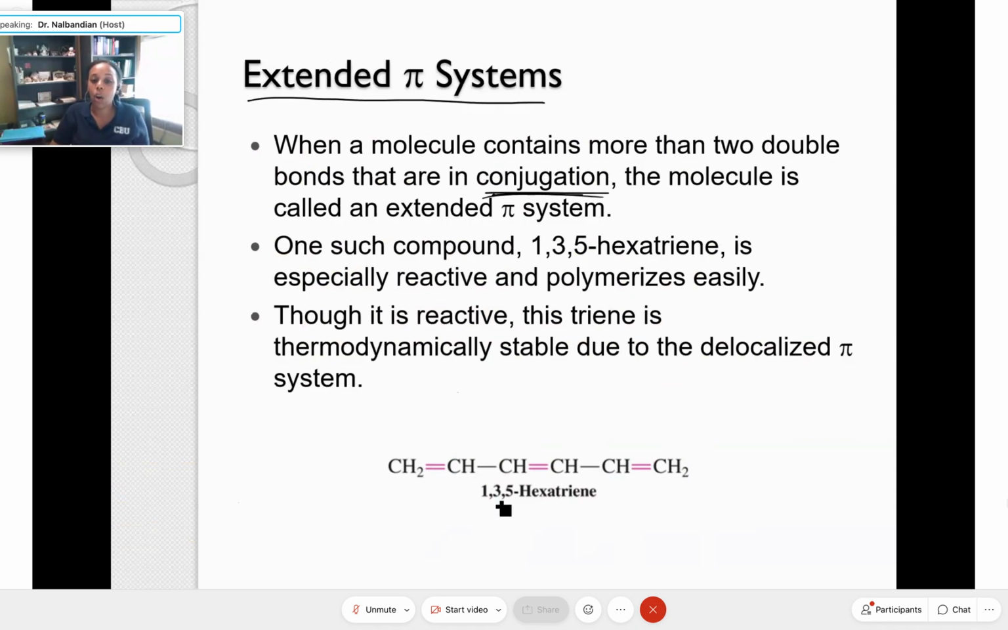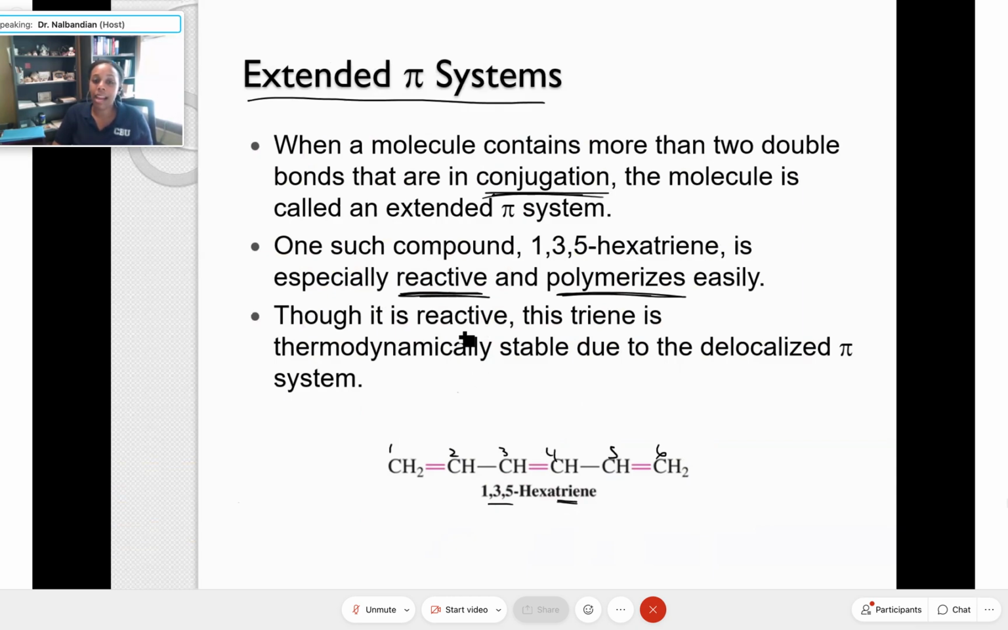So here we have 1,3,5 hexatriene, 3 double bonds, 1, 2, 3, 4, 5, 6. So you can see why it's called 1,3,5 hexatriene. This compound is very reactive, and it will polymerize easily. What's polymerization? We know that's where we have the alkene reacting with itself. So numerous of these 1,3,5 hexatriene molecules can react with one another, or we can polymerize. So it's very, very reactive.